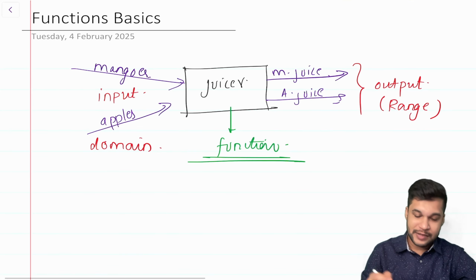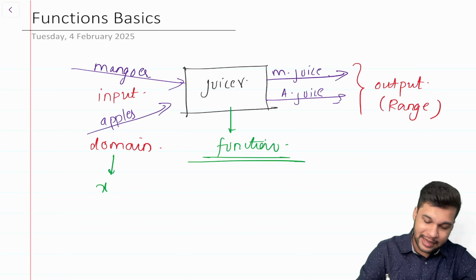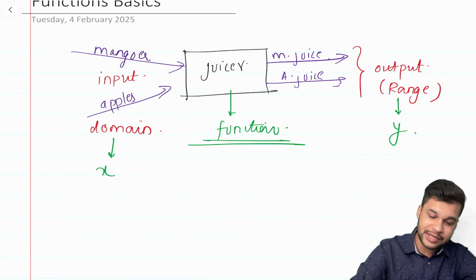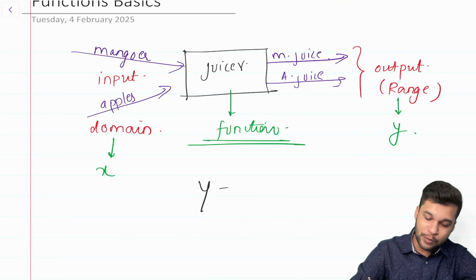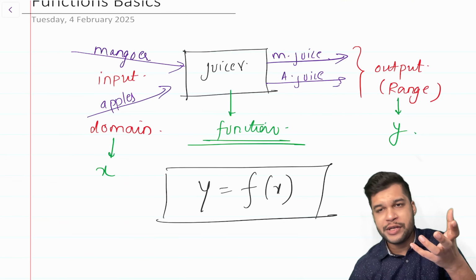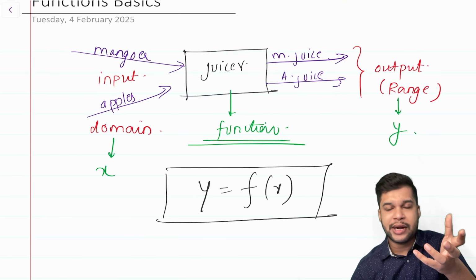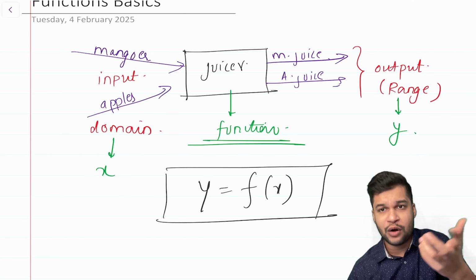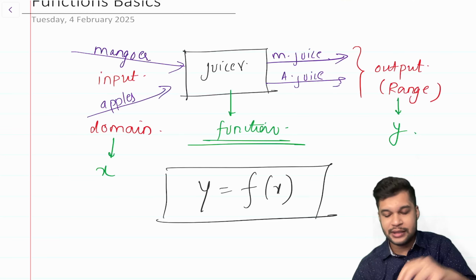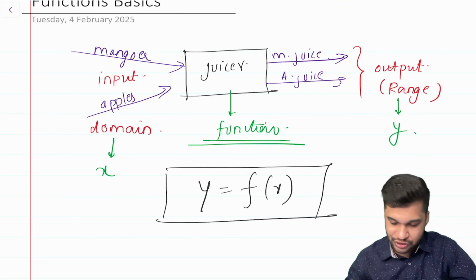So generally, domain is represented by X, range is represented by Y. And how do we write a function? We say that Y, the output, is nothing but a function in X. It's not necessary that you will always get f(x). Someone might write g(x), h(x), r(x), anything, right? But generally, this is how we usually define a function.